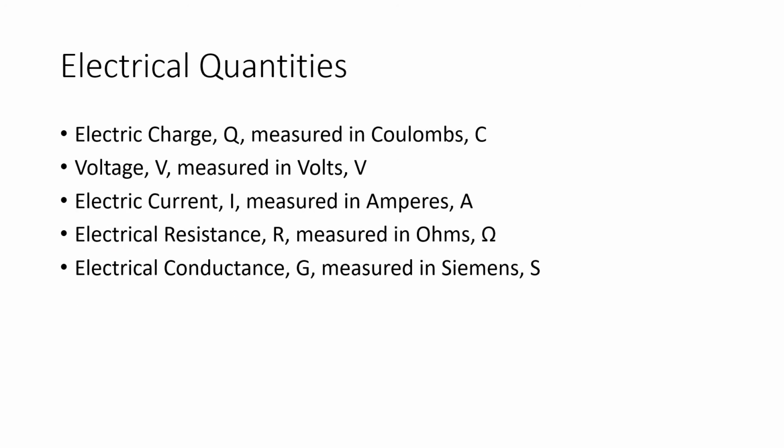So the electrical quantities that you need to be able to list and define are electric charge, symbolized with the letter Q, measured in coulombs, the unit symbol, the capital letter C, voltage, symbolized with the letter V, measured in volts, the unit symbol is the capital letter V, electric current, symbolized with the letter I, measured in amperes, the unit symbol is the capital letter A, electrical resistance, symbolized with the capital letter R, measured in ohms, the unit symbol is the Greek letter omega, electrical conductance, symbolized with the capital letter G, measured in Siemens, the unit symbol is the capital letter S.